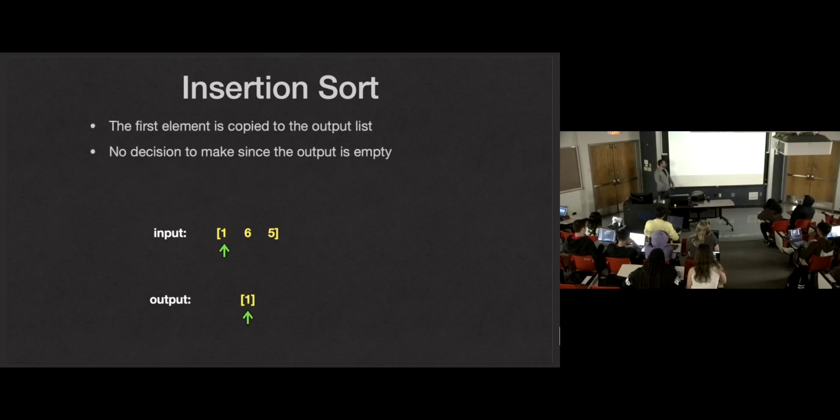With the first value, there's no decision to be made. The output's empty. There's only one place to put it. It's got to go in index 0. No other choices.